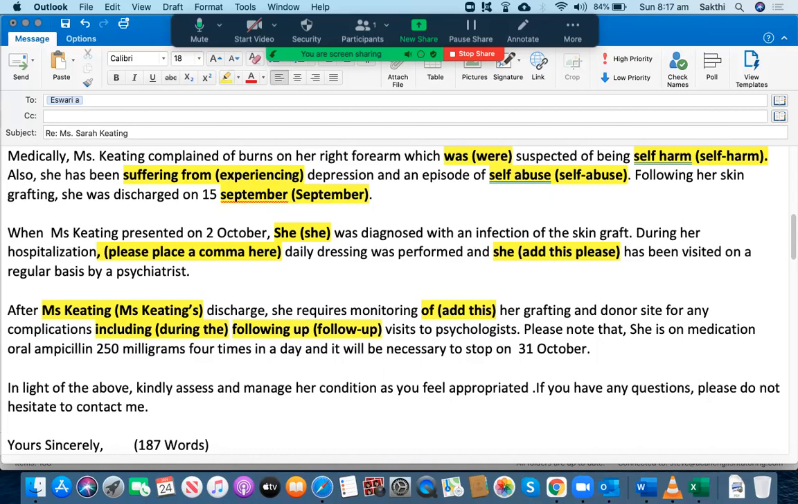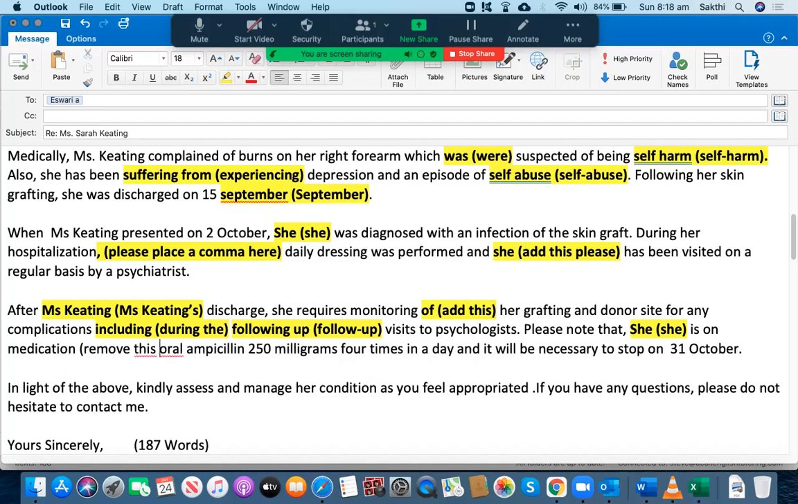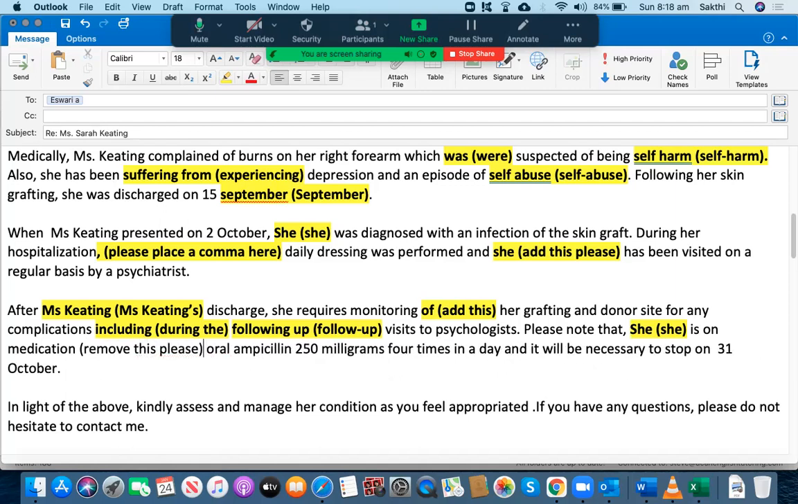Please note that she is on... so it must be a small s. Please note that she is on medication. You don't need to use she is on medication when there is only one medication that is mentioned. Okay, so you can remove this. Remove this, please. You can write down only she is on medications.